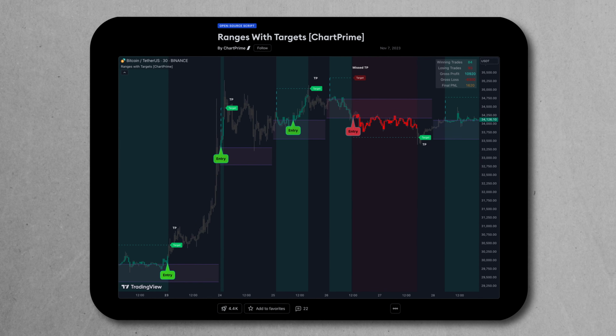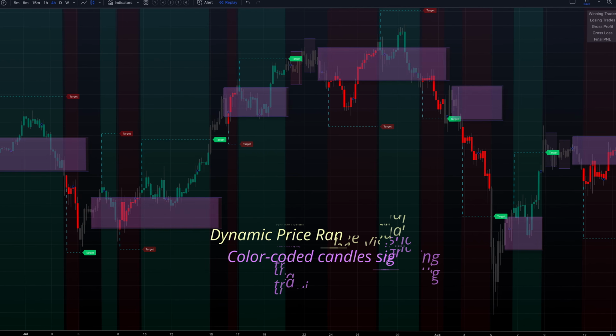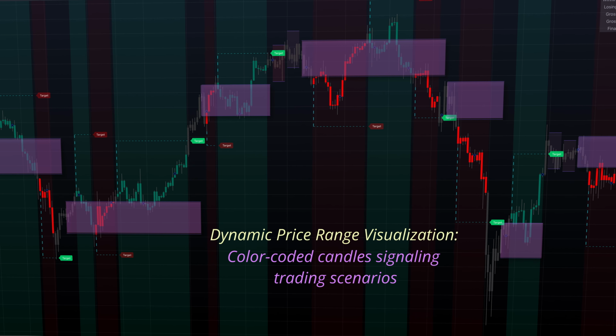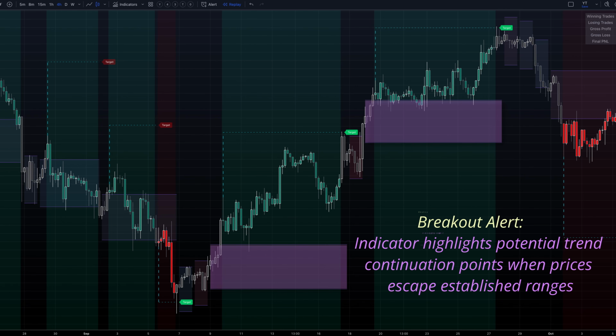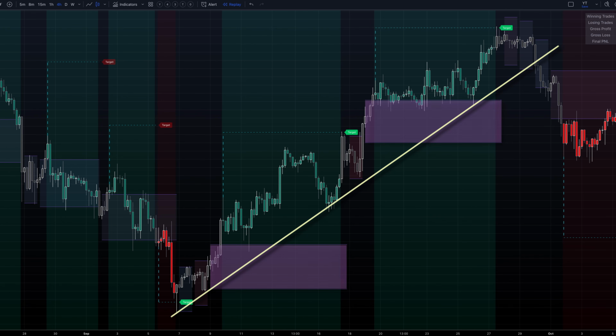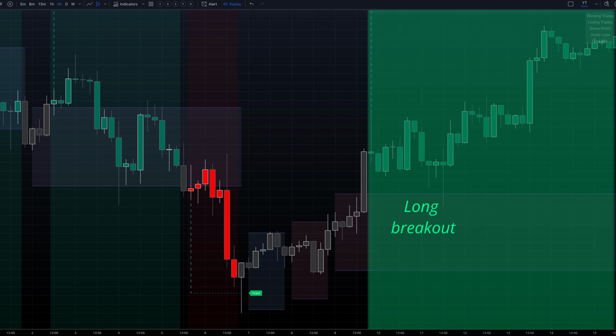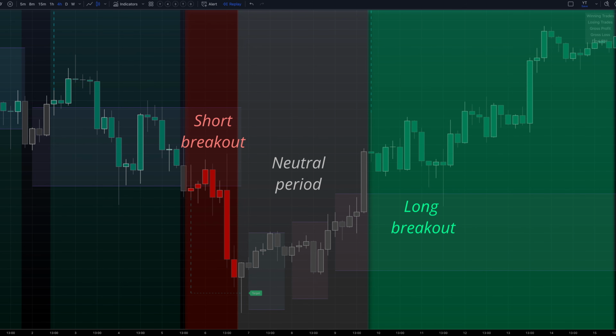The Ranges with Targets by Chart Prime. It dynamically visualizes price ranges with color-coded candles, signaling various trading scenarios. When prices break out of established ranges, the indicator highlights potential trend continuation points. Traders can see long breakouts, green, and short breakouts, red, while neutral periods appear in gray.